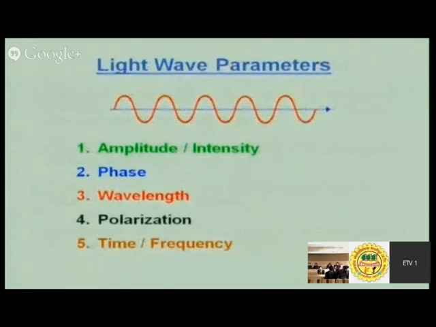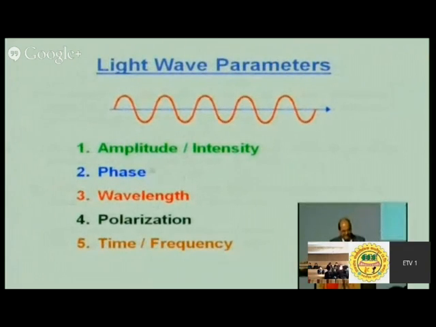So I can use any parameter of the light. Light has an amplitude, phase, wavelength, polarization, and time. So I can have an intensity based sensor. I can have a phase based sensor, interferometry. I can have a wavelength based sensor, fiber Bragg grating, FBG. They are wavelength sensitive. Similarly, you can have polarization based sensors, gyroscopes, the fiber optic gyroscope. They are from the polarization.